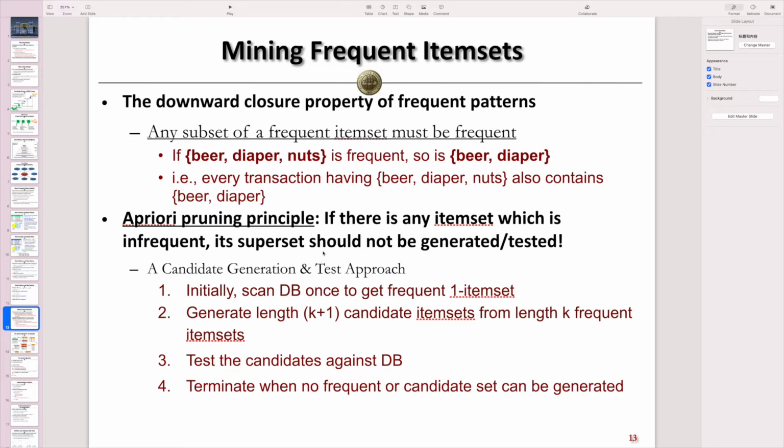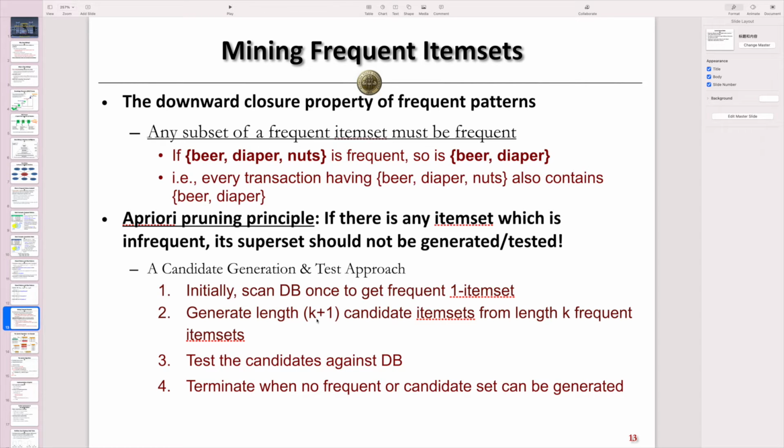So we can provide a high-level approach for mining these frequent patterns. Initially, we scan the database once to get the frequent one item sets. By scanning the database, we know what items we have, and we record the number of appearances for each item. We get the frequent ones by pruning the infrequent ones, and then we combine the items together to generate the two item candidate sets.